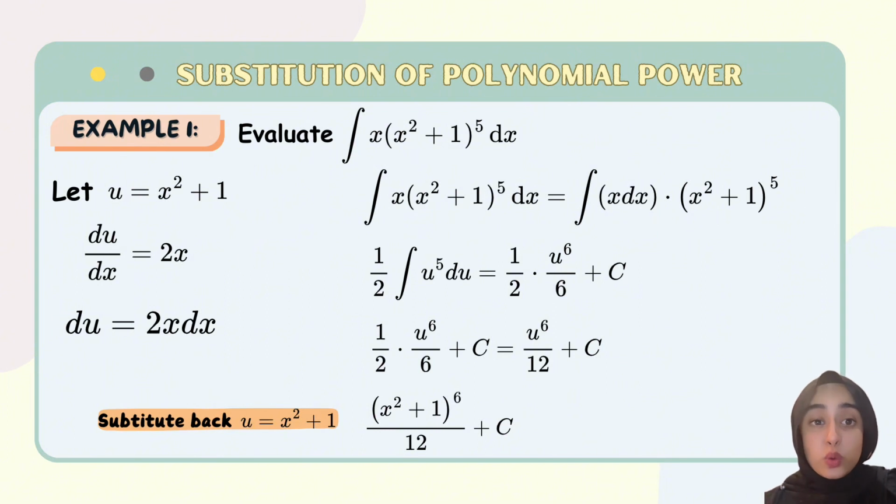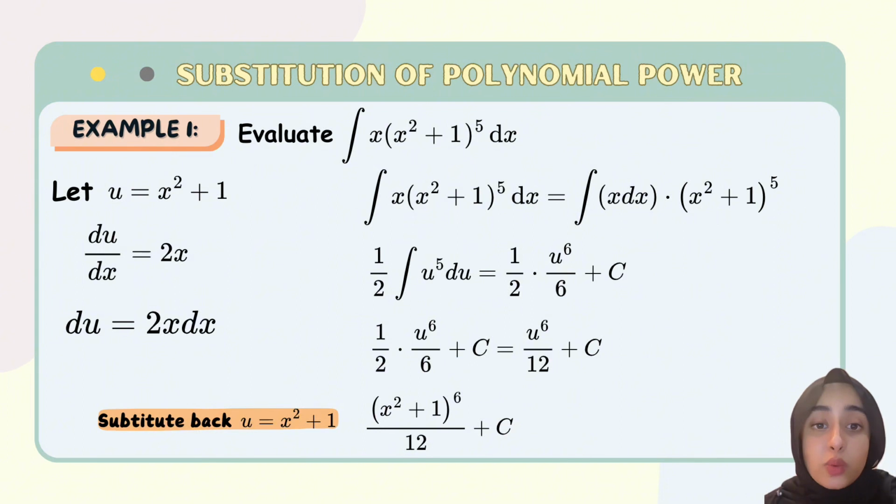For step 2, we have to choose a substitution. To simplify the composite function, let's substitute the inner part, x squared plus 1. We can let u equal to x squared plus 1. This means u represents the simpler inside function. Next, we have to find the derivative of u with respect to x. So du over dx is equal to 2x. We can rearrange this equation to express dx: du is equal to 2x dx, or du over 2 is equal to x dx.